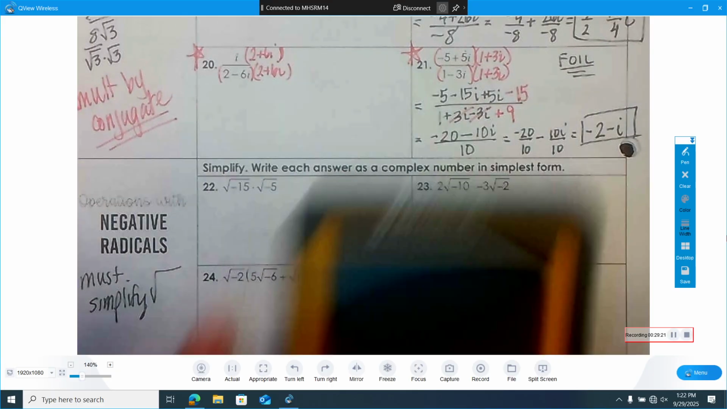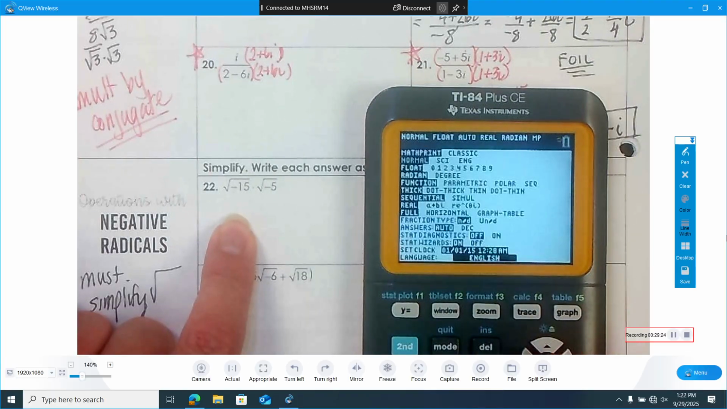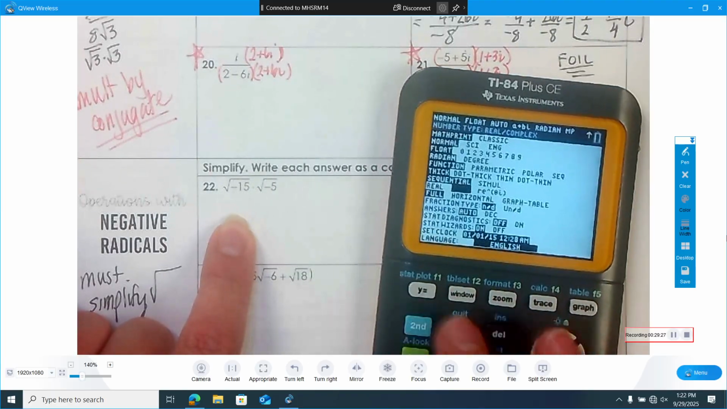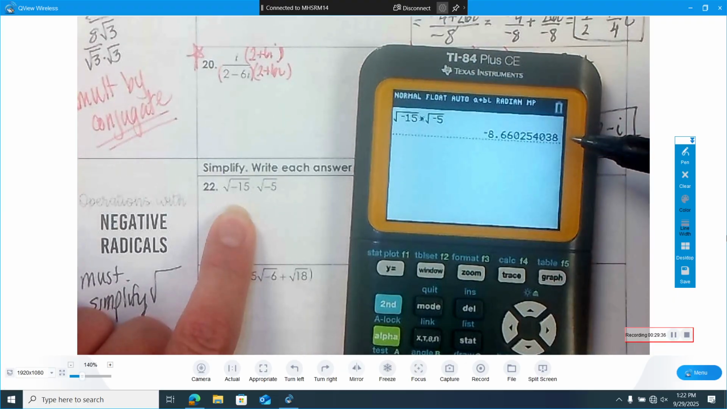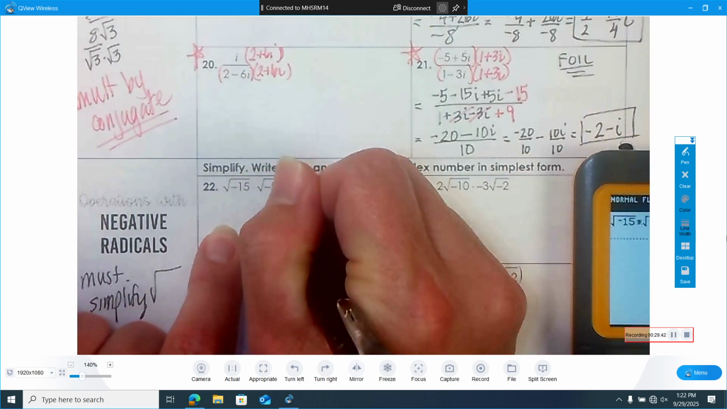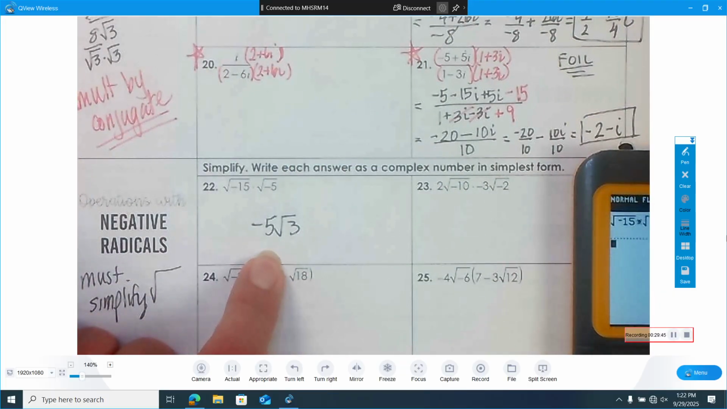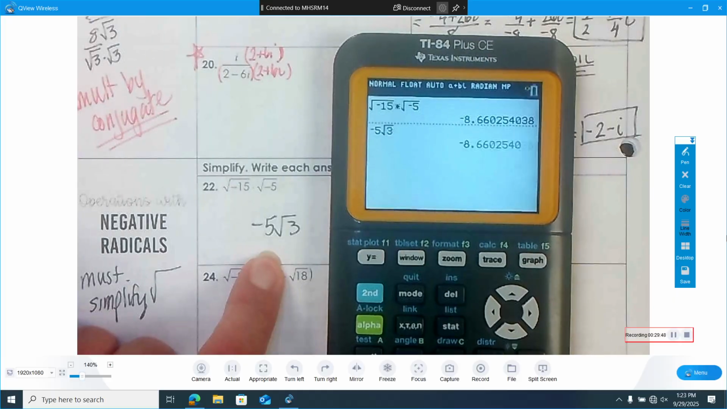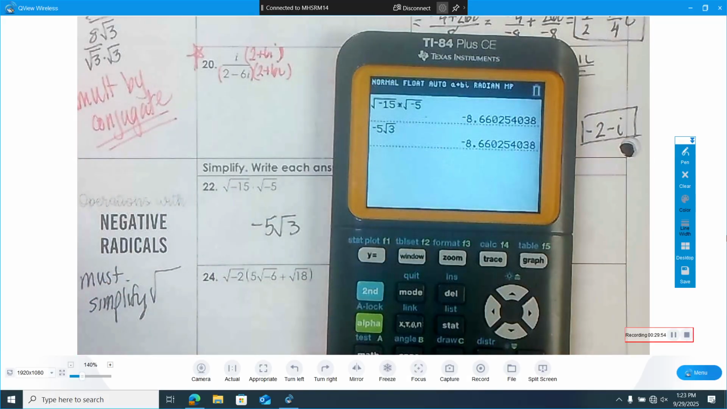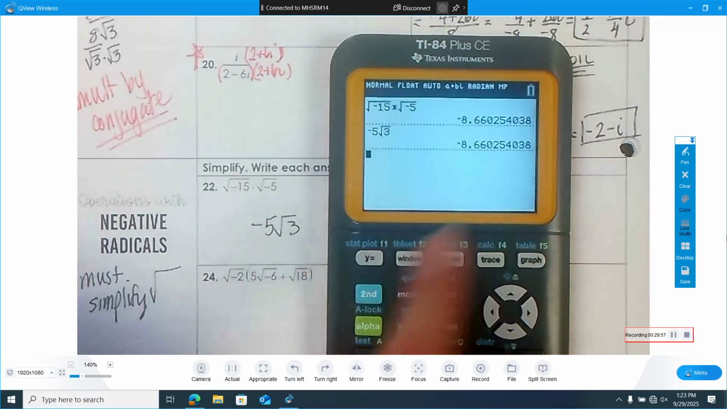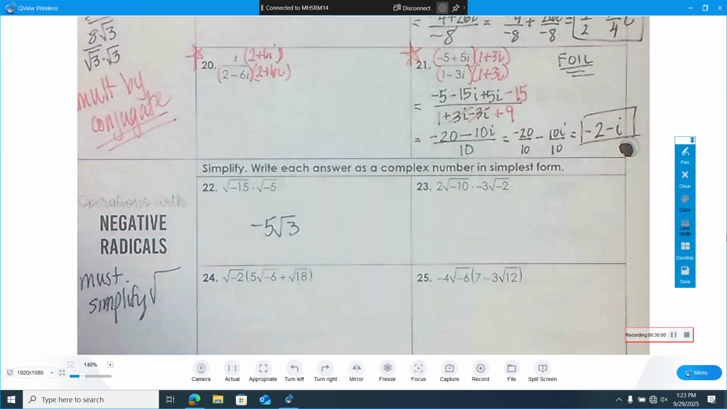So the problem is, you can try it here. In the mode, I'm going to switch to a plus bi. But if we type in the square root of negative 15 times the square root of negative 5, we get this. But this is really negative 5 radical 3. So the question is, you're not going to be given a decimal. What's the exact answer? This is a crazy approximation; this is the exact answer. So your calculator is still not going to give you that exact answer that we're really looking for.